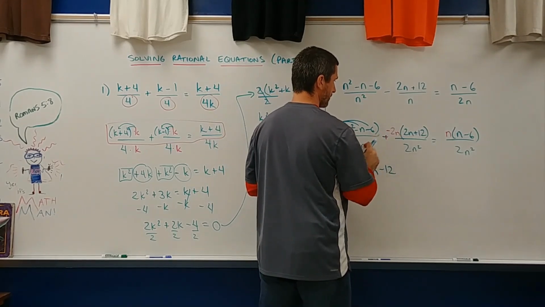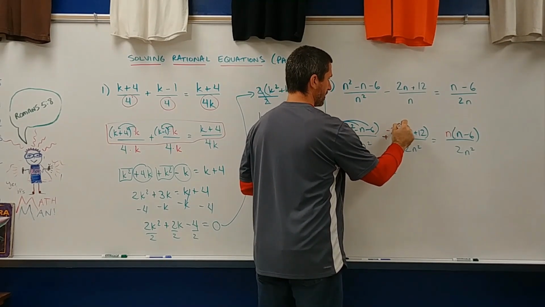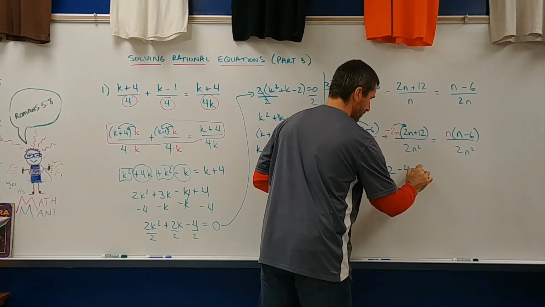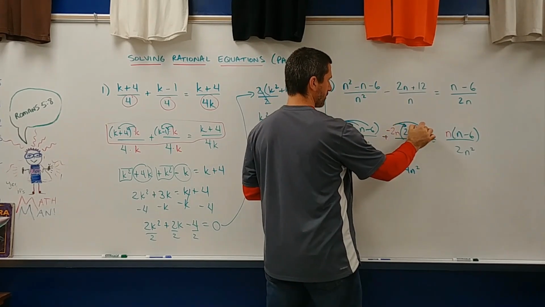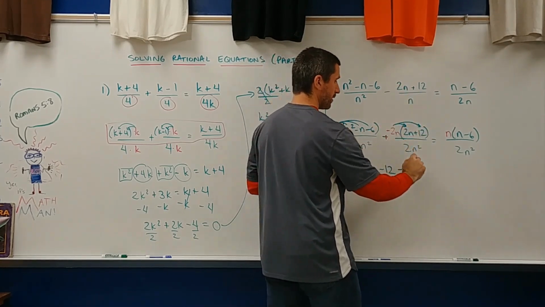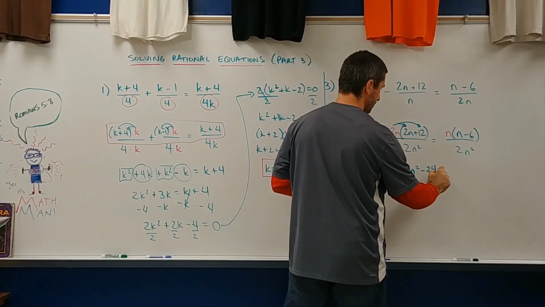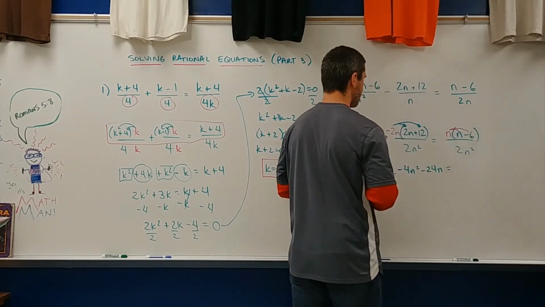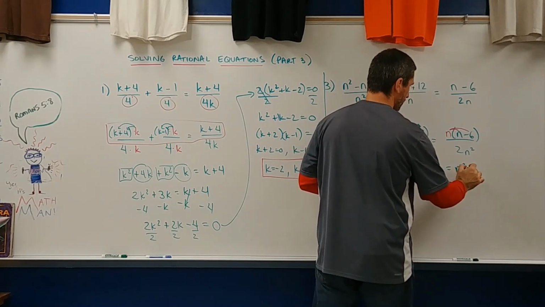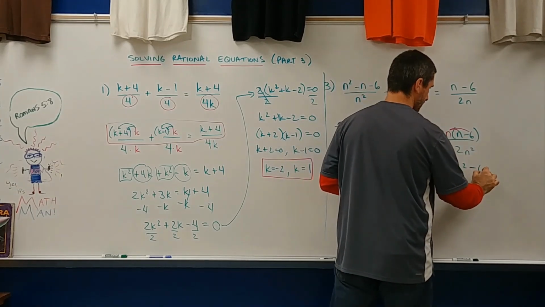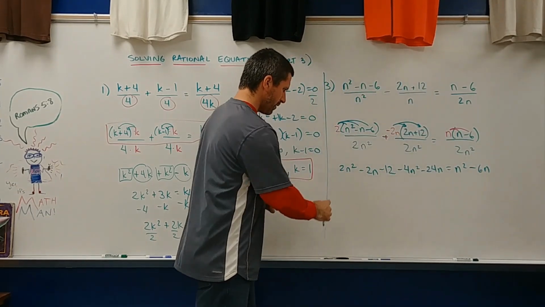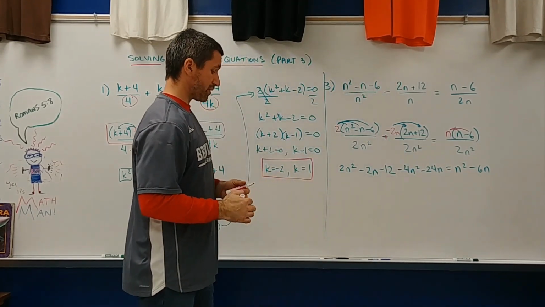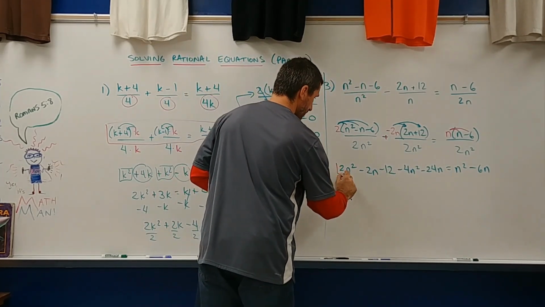Plus, minus, distribute the negative. So negative 2n times 2n is negative 4n squared. Negative 2n times 12, negative 24n. Equals. Well, that ain't so bad over here. N times n is n squared. And n times negative 6 is negative 6. 1, 2, 3, 4, 5, 6, 7. 7 terms, look for like terms. See what you can combine. Let's go ahead and combine those two.